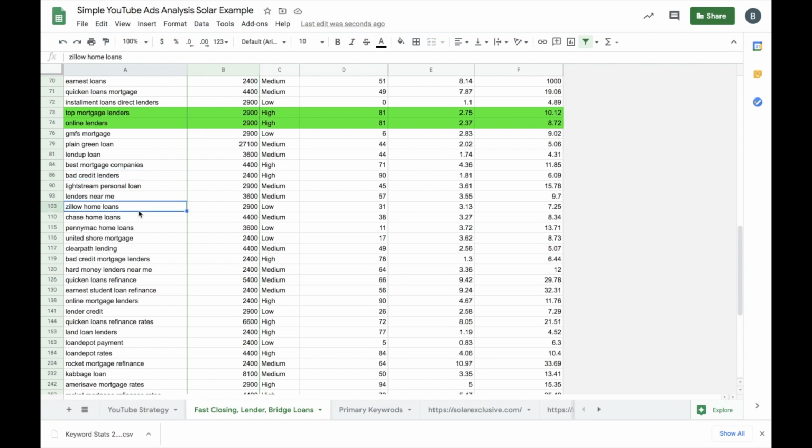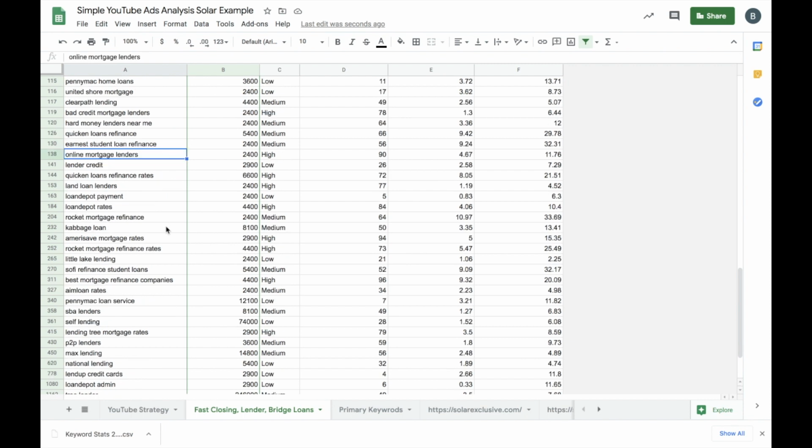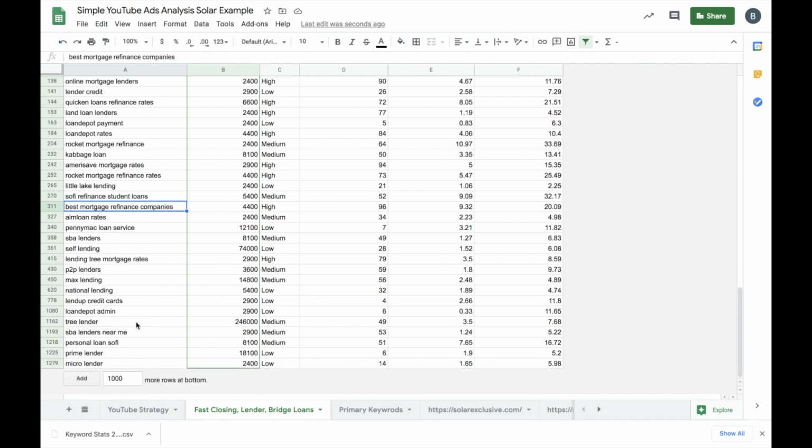No. Not right now. And I repaired. I've done all that when I was a residential lender. So it's just they're builders and people that know what they're doing. Okay. Just for right now, non-loans. Best mortgage refinance, tree lender.